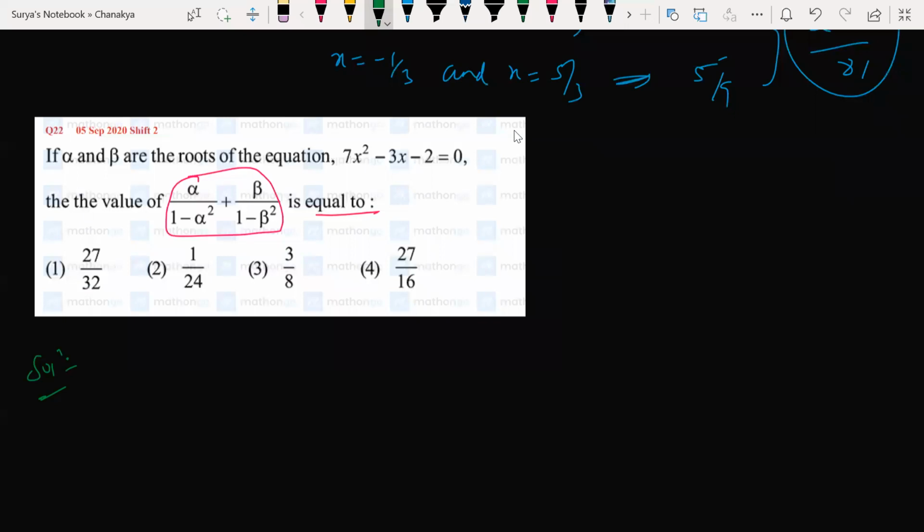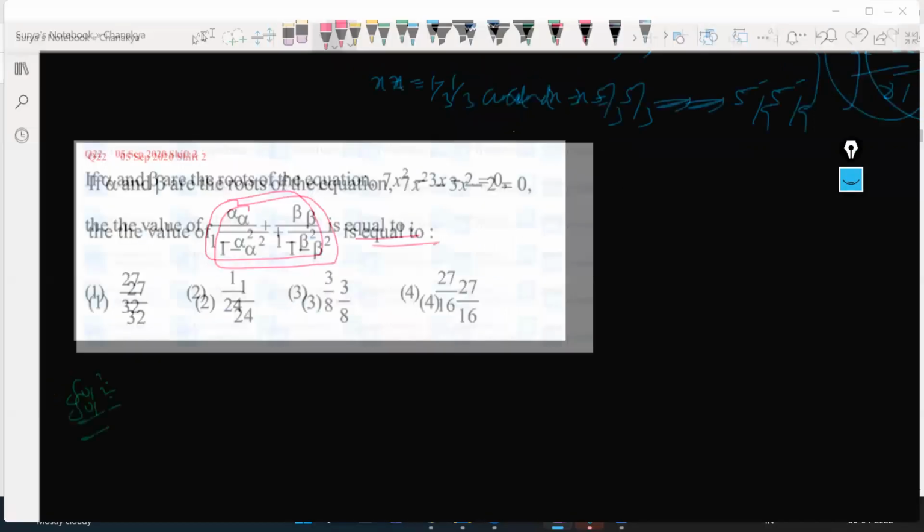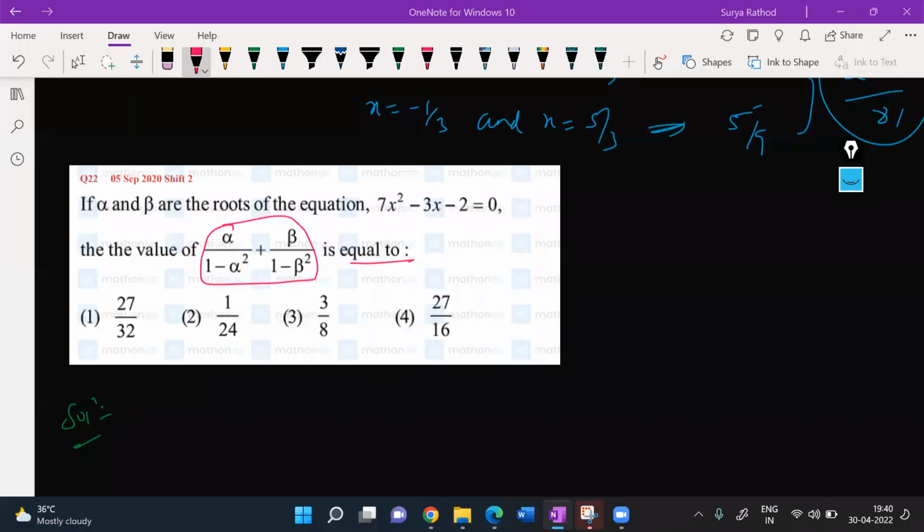Very simple question. Let's see who is going to solve it within 45 seconds, 45 to 55 seconds. This much time I can give you. Let's see. Very simple question. Quick. Dhairya ji, I'm expecting this answer within 45 to 50 seconds.